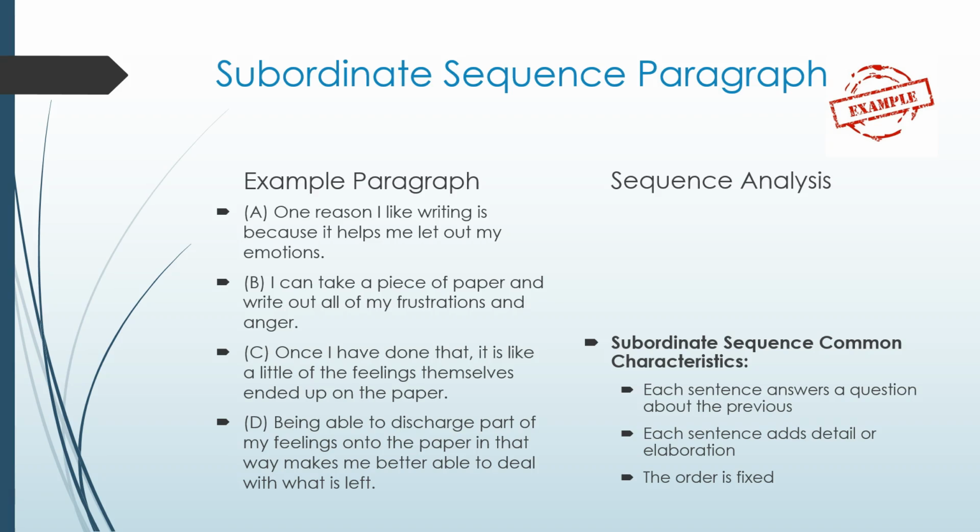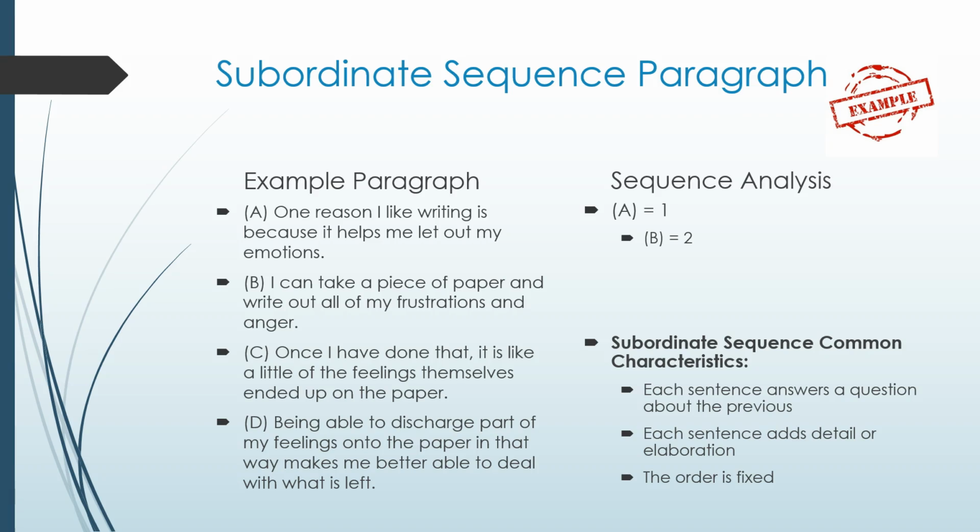Now, as we said before, the first sentence is always going to be level 1. The topic sentence here is about writing to release emotions. The following sentence explains what that means or how it works. It's an explanation of the first one, and thus will be a level 2 sentence. So the topic sentence says, I like writing because I can let my emotions out. How? By writing all of the anger out onto the paper. Sentence B answers a question about sentence A.